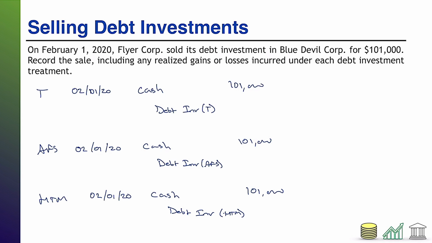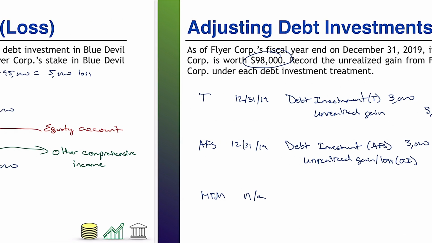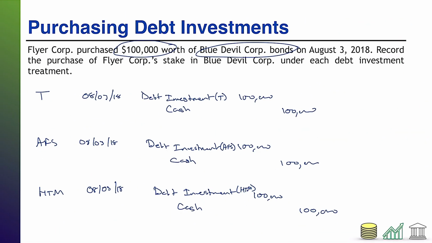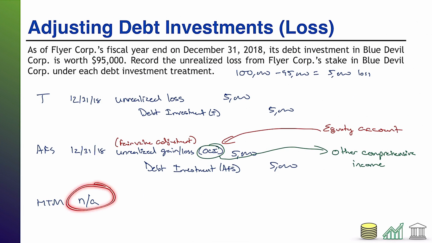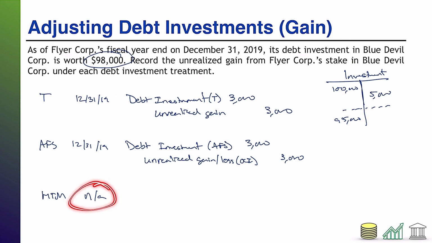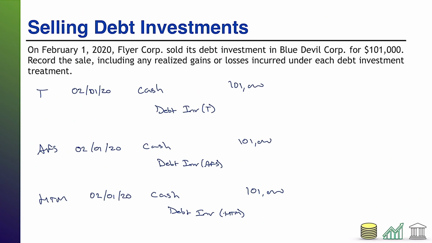The held to maturity, if we just back up, what have we done in that account? Well, we debited it for $100,000 the day we bought it. And then we did nothing. And now we're at the day we sell it. So that held to maturity debt investment, that's just sitting on the books at $100,000. And so to get rid of it, we record a credit for $100,000, okay?